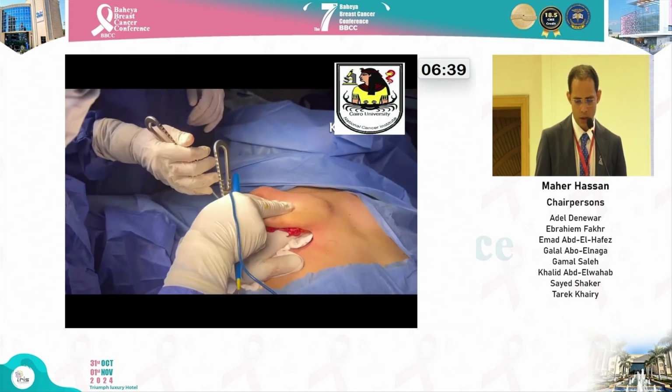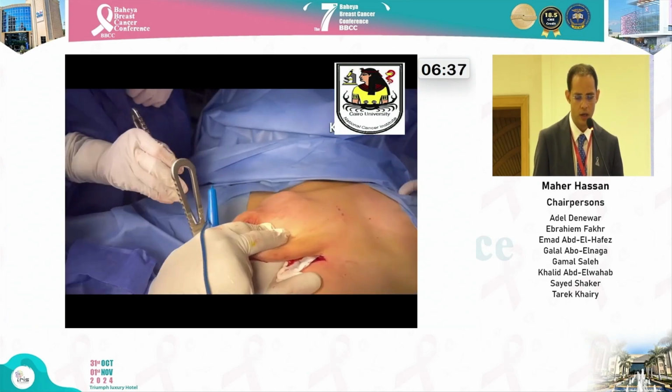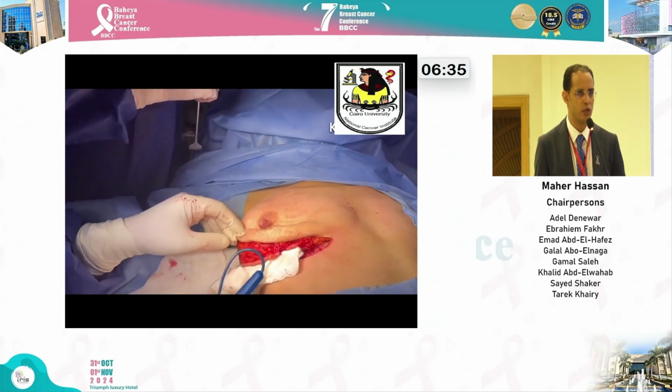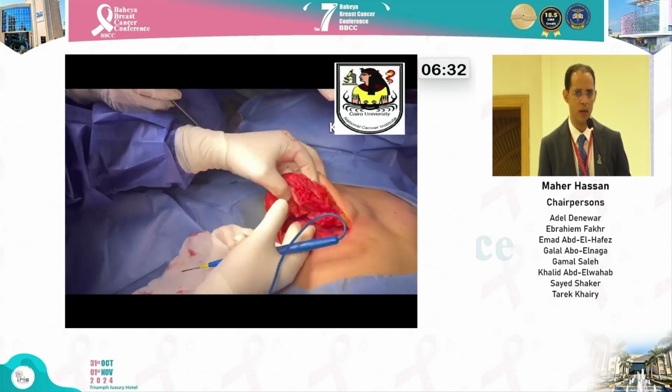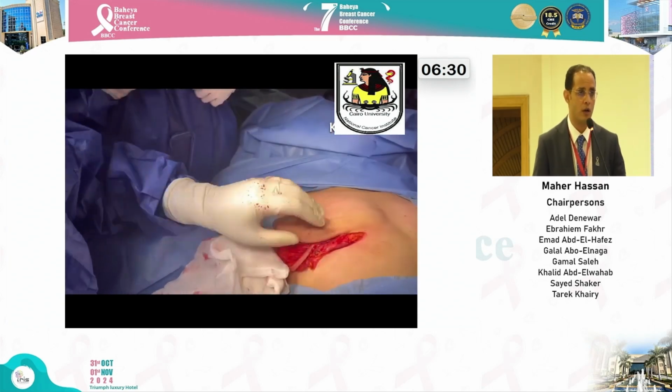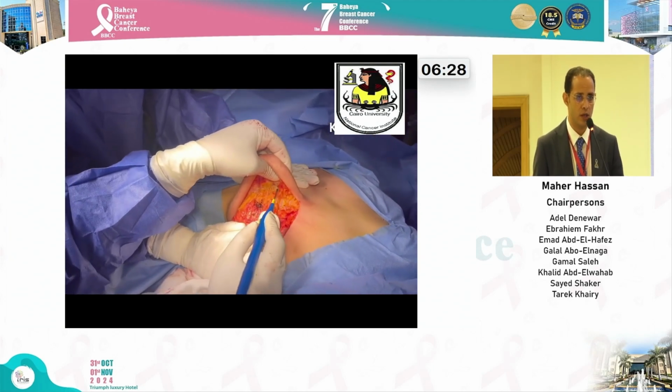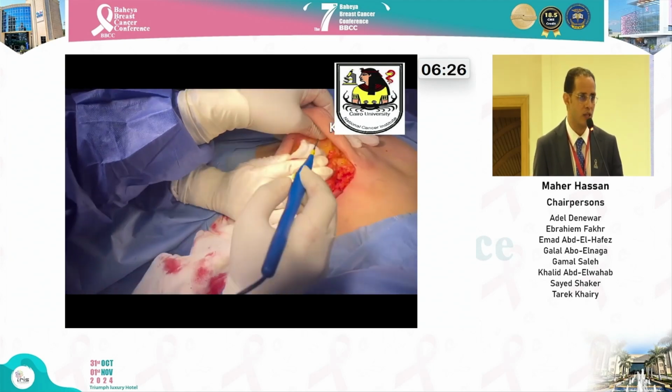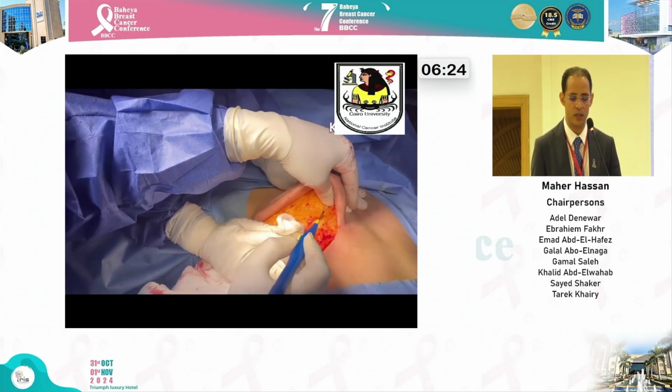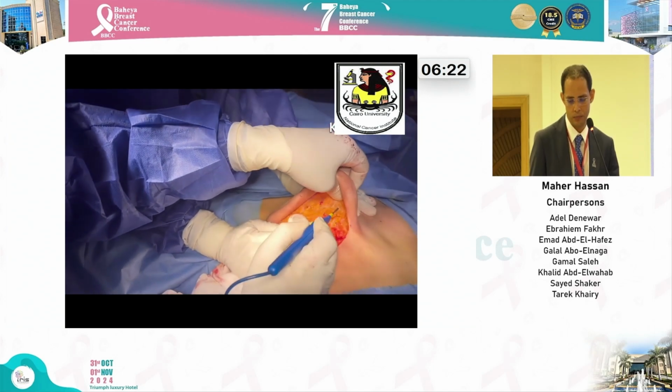Actually, in our cases, we have a 16% major complication rate with implant loss in 6% of cases only, which is comparable to the literature, which is about a 15% major complication rate.